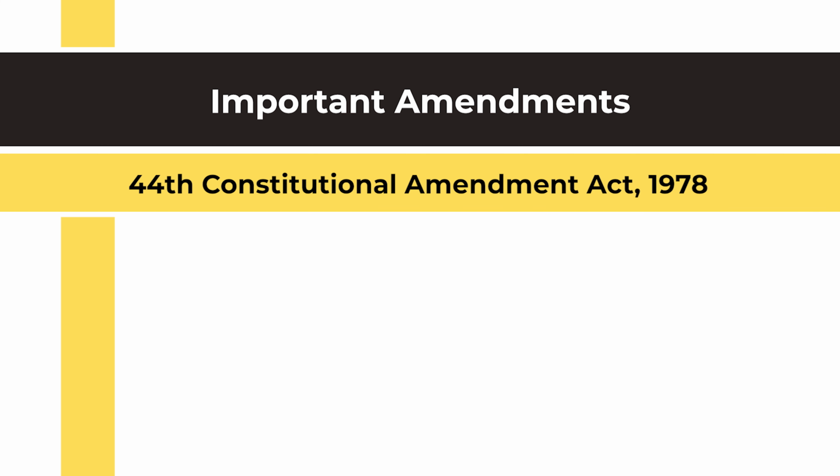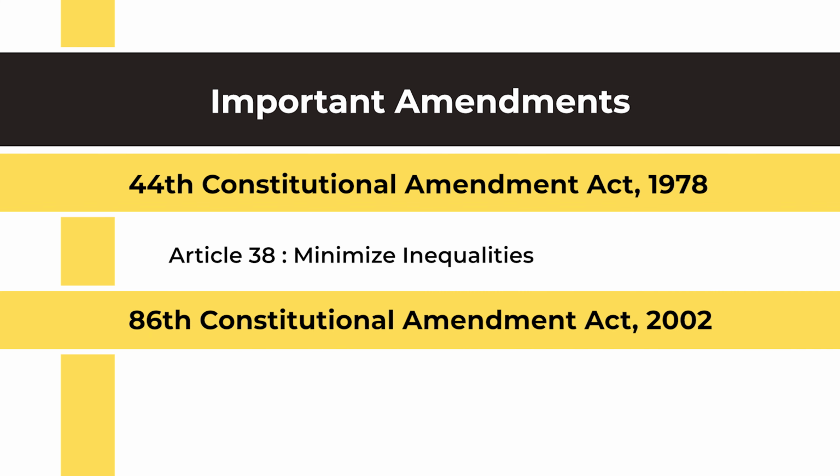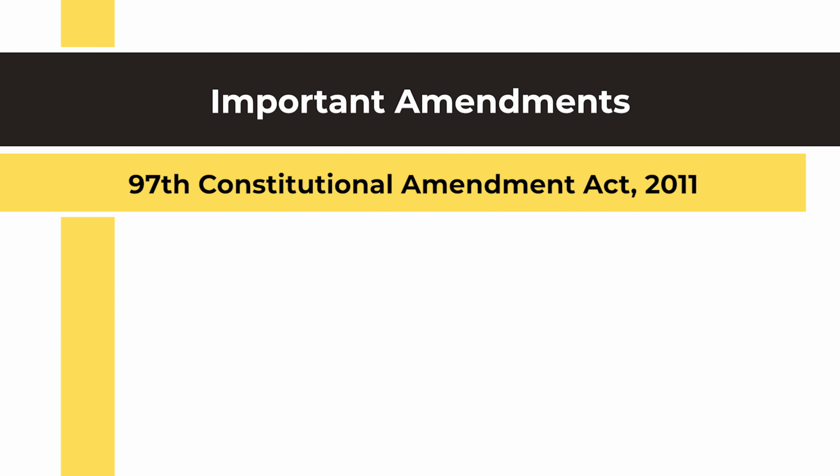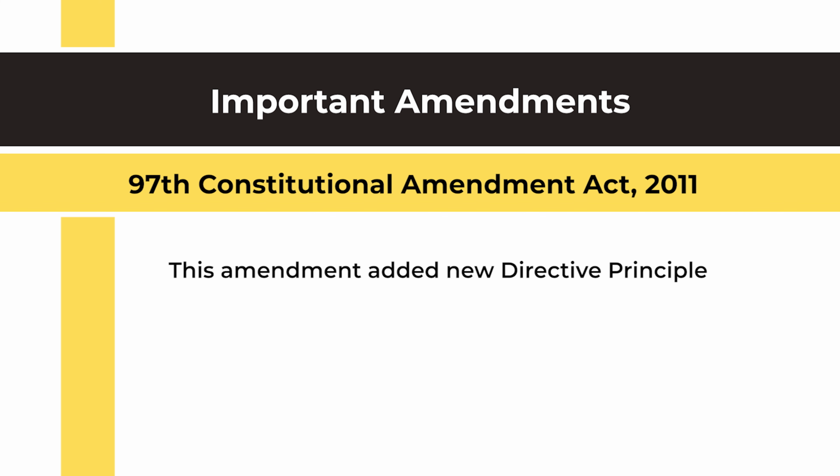44th Constitutional Amendment Act 1978. This amendment added one more directive principle, Article 38, that is minimize inequalities. 86th Constitutional Amendment Act 2002. This amendment changed the subject matter of Article 45 and made it a fundamental right under Article 21A. 97th Constitutional Amendment Act 2011. This amendment added new directive principle, that is Article 43B, cooperative societies.